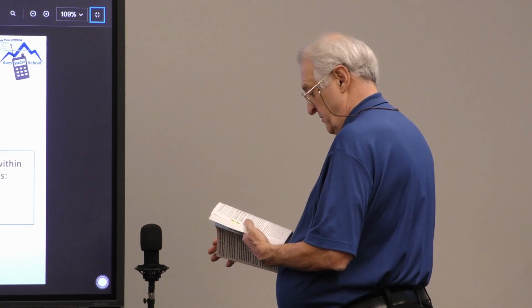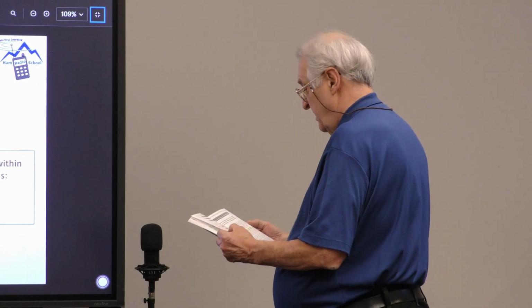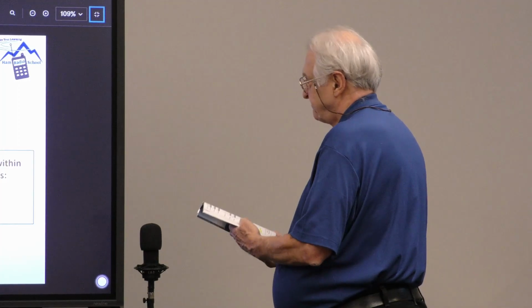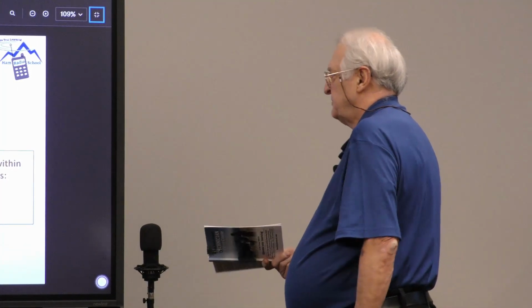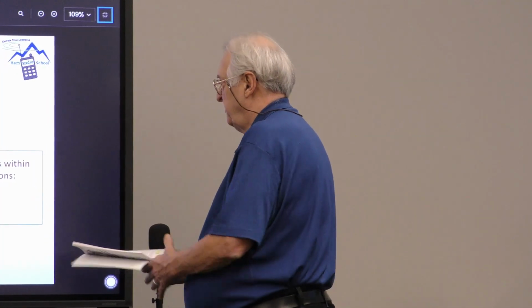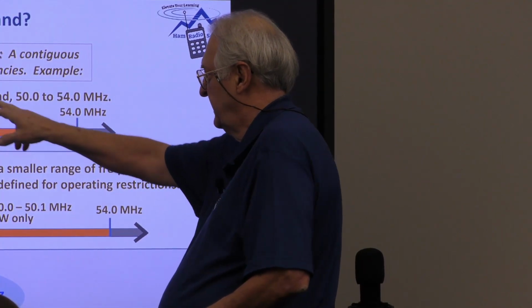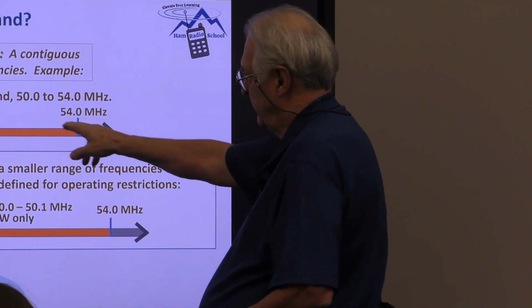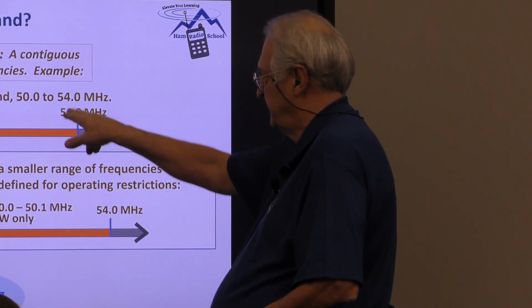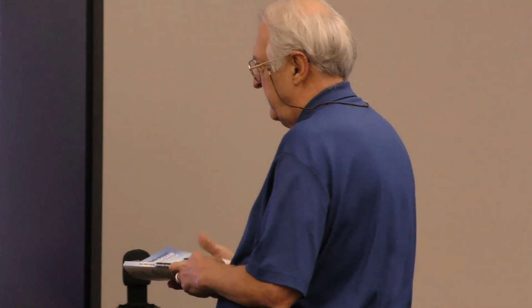Got the converting relationships. What's a frequency band? Well, a band is going to be a continuous range of radio frequencies. For example, the 6 meter band covers 50 megahertz to 54 megahertz. So we're going to call that a frequency band.